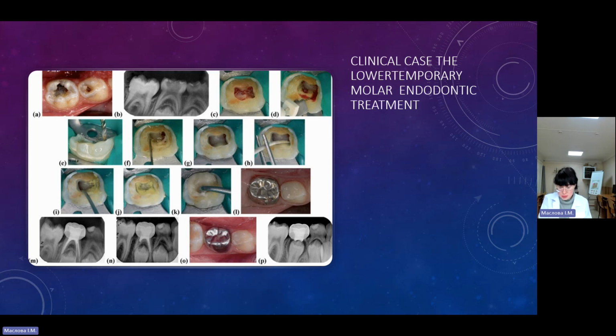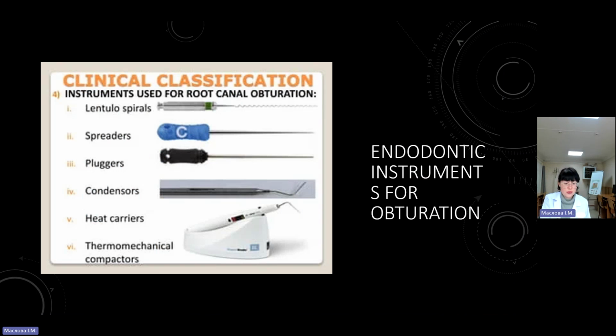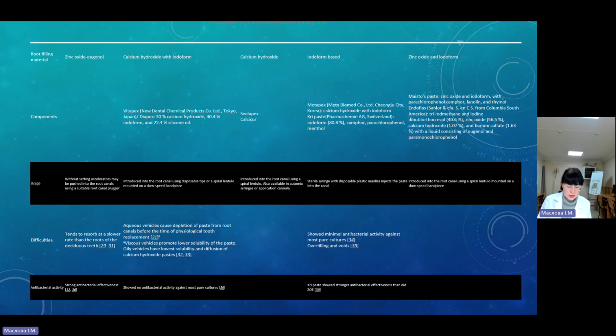Filling the canals. What about filling the canals? First of all, the lentulo spiral is the filling instrument for obturation of the primary root canals. The single instrument for obturation of the primary root canals. Put your attention on the screen. It is a table with different types of root filling materials.